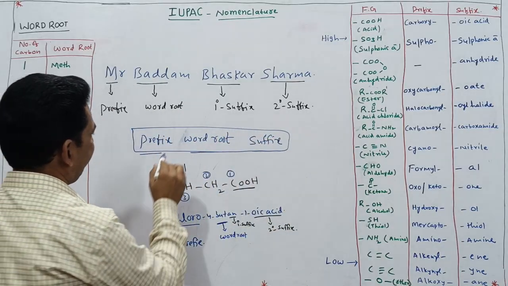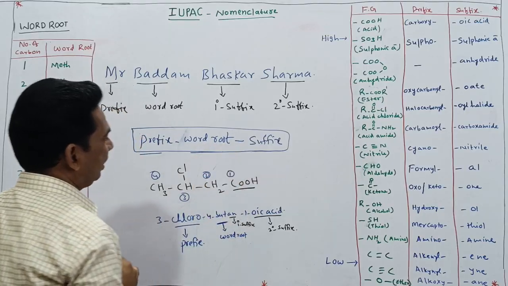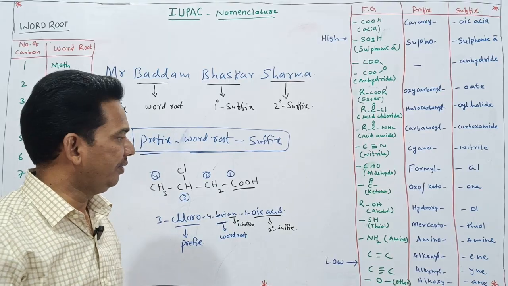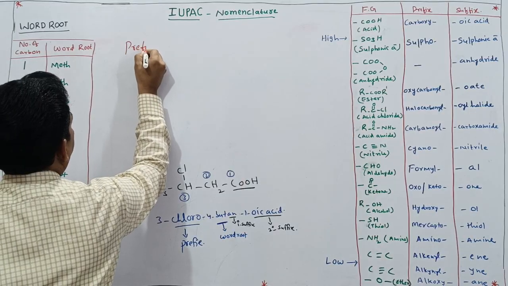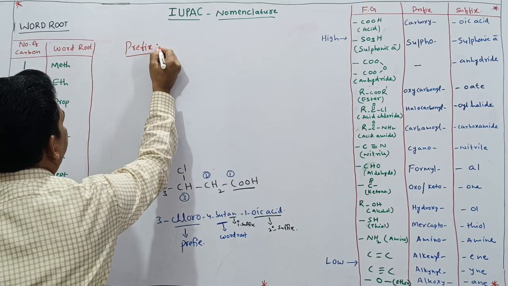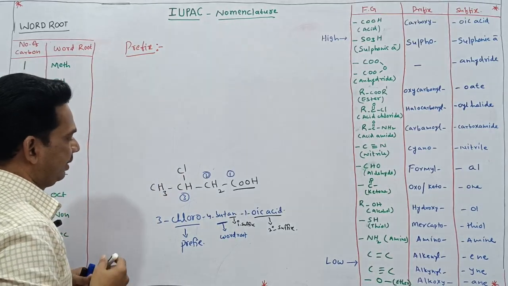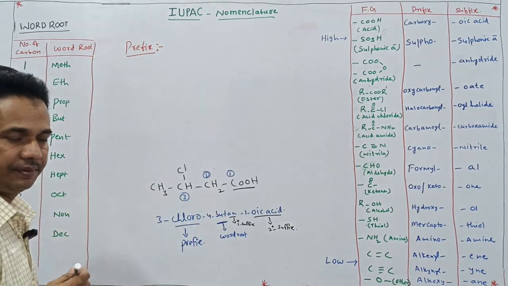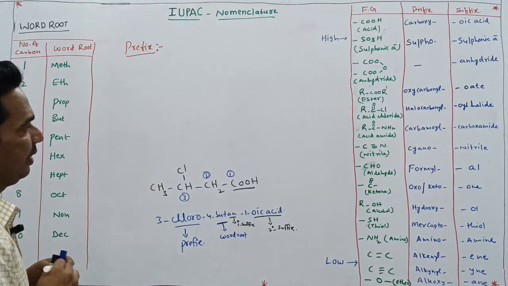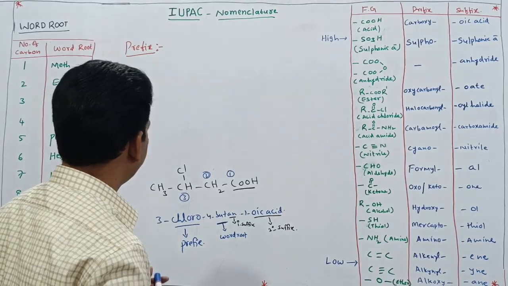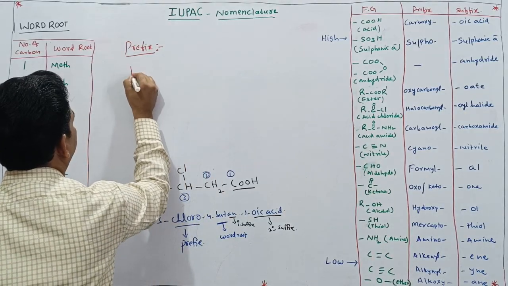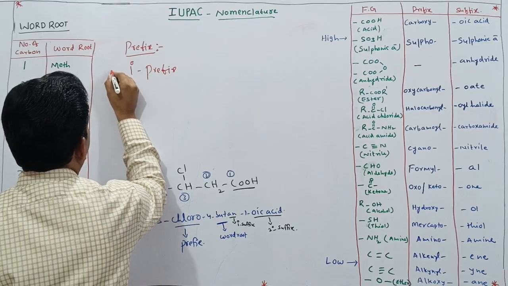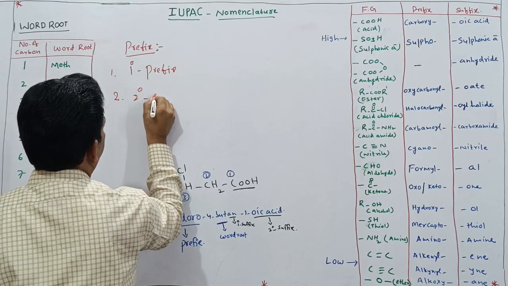According to them, first we write the prefix, then the word root, then the suffix. Here I will now explain the types of prefixes and suffixes. First we will discuss the prefix. Prefix means, as I already told, what we fix before the word root. That is called the prefix. Here, prefixes are of two types. One is called the primary prefix. The second one is the secondary prefix.